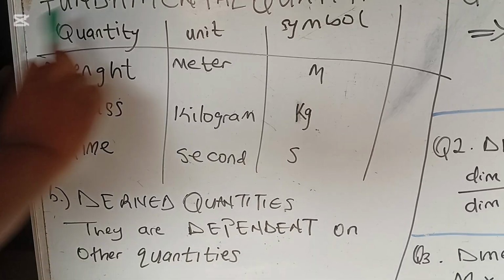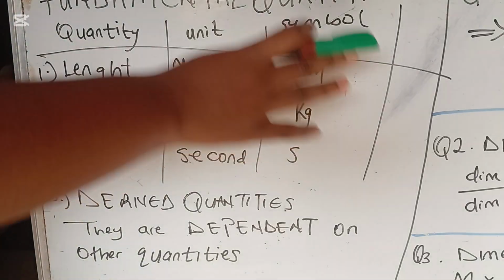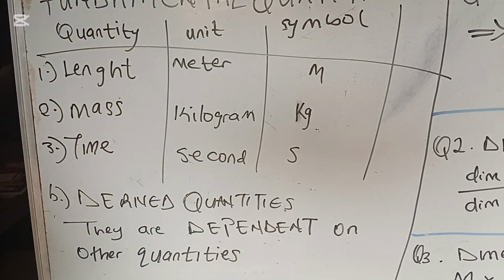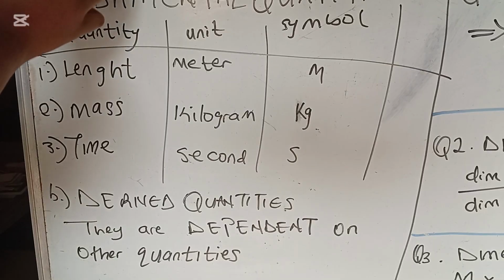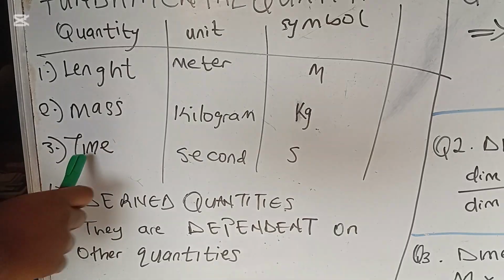Now, the first one we have here is fundamental quantities. Somebody might ask, what are fundamental quantities? We have to understand that these quantities are independent of other quantities. That means that they can actually stand on their own. In general notes in physics, we are supposed to have 7 of those fundamental quantities. But in today's topic, we'll be treating only 3, which are length, mass, and time.